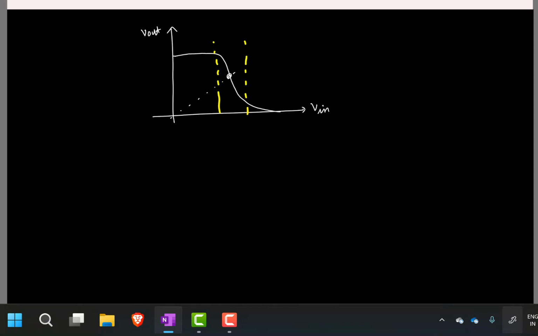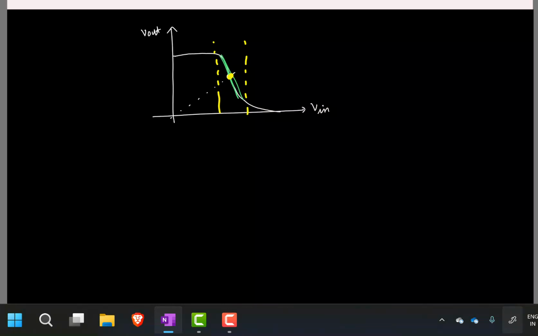So again, a CMOS inverter has an input-output characteristic something like this. Let's say at this point the input is equal to the output. In this region, this inverter has a very large gain. So you can bias the inverter in this region and get a large amplification. The important thing is to bias it around this midpoint.